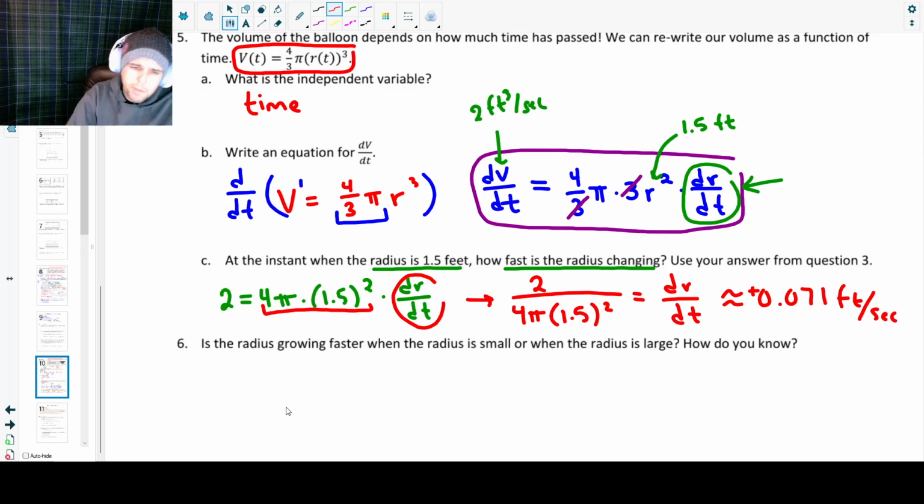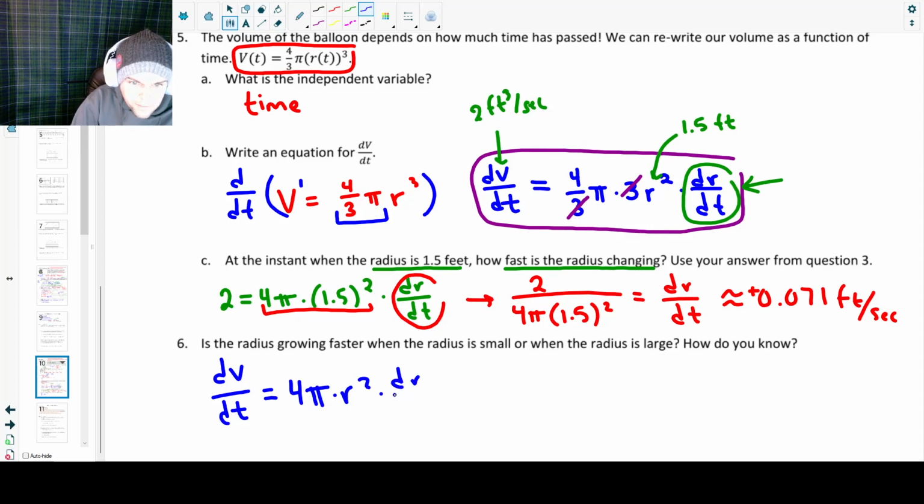However, we can be a little bit more technical with this. So let's think about it in terms of our formula up here. So we have dV/dt is equal to 4 pi times radius squared times dr/dt.